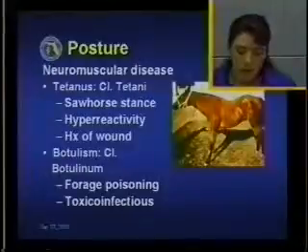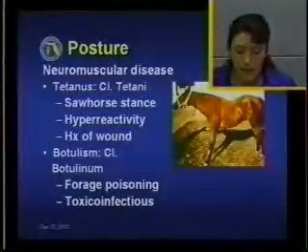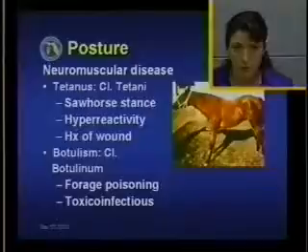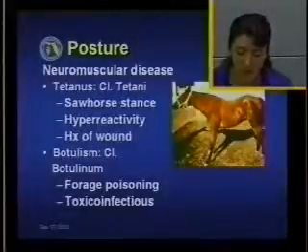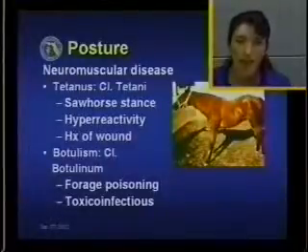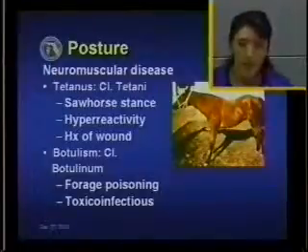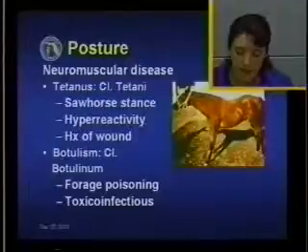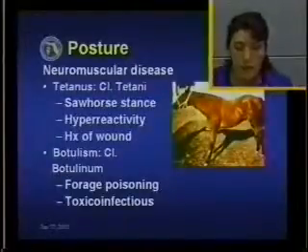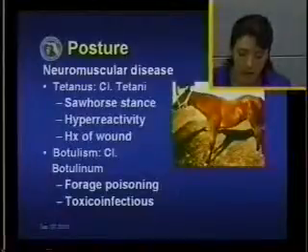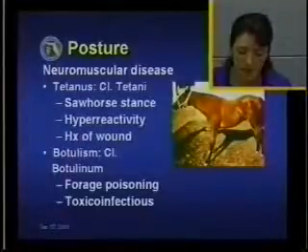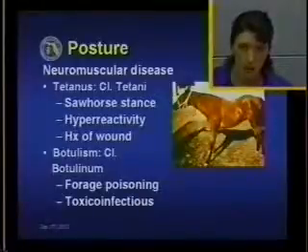Other changes in posture can be caused by neuromuscular diseases, and some of the most common neuromuscular diseases in horses are tetanus and botulism. Tetanus is caused by the presence of Clostridium tetani that releases a toxin that will locate itself at the neuromuscular junction. And the extensor muscles seem to be affected more so than any other group of muscles within the body, which results in this sawhorse stance where the horses have a very rigid appearance.